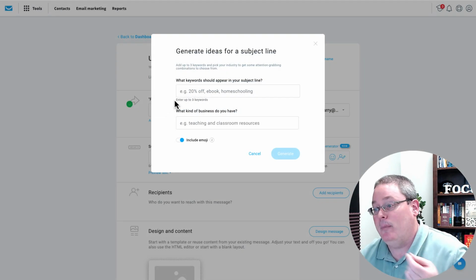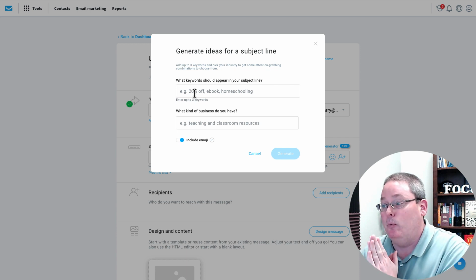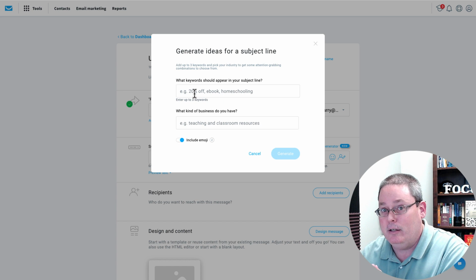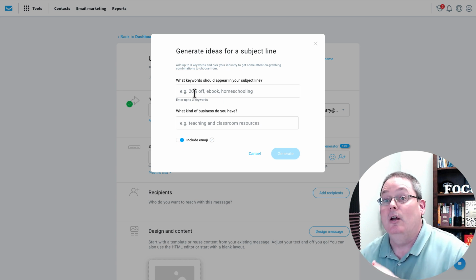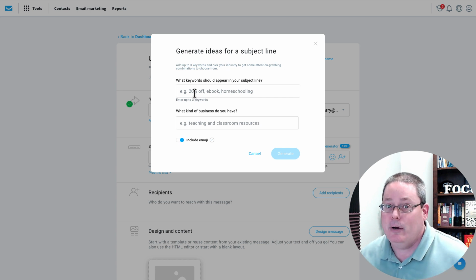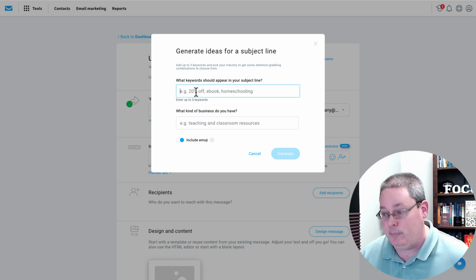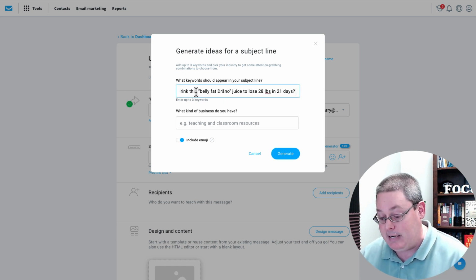Take that same information back to GetResponse. And again, we're just inside of the AI subject line generator. We haven't quite got to the write me an entire email, which is the new AI generator they have inside of GetResponse, but we'll get there. I just want to show you this for completeness. What keywords should appear in your subject line? So how about we just paste in the subject line and see what we get?